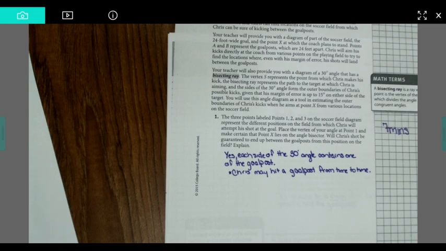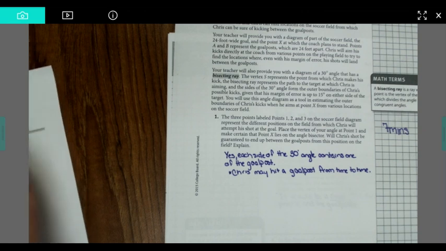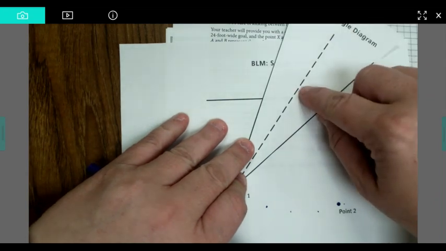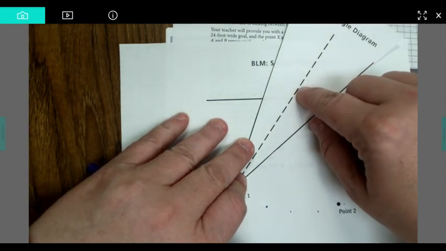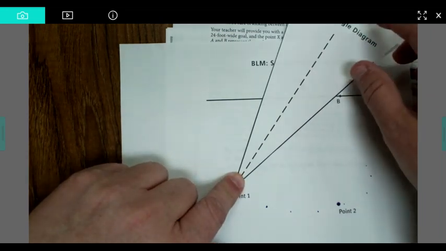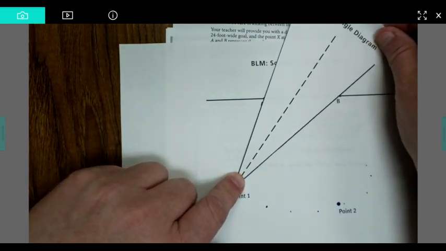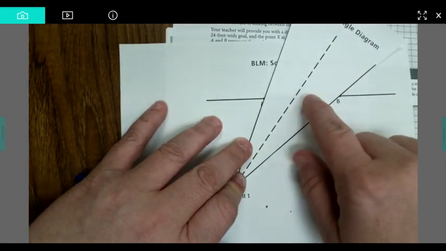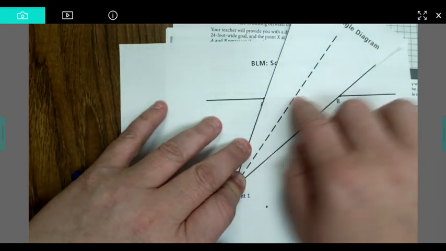All right, the answers to questions 1 to 3 have been provided. It says from point 1, yes, each side of the 30-degree angle contains one of the goalposts. Chris may hit the goalpost from time to time. And as I stated, remember I cut my angle out, I lined it up at point 1, and I placed this ray on top of where point X is, which is located right here. And yes, he will from time to time possibly hit that goalpost, because notice I'm lying right on A and right on B, but the majority of the time it should fall between the two.